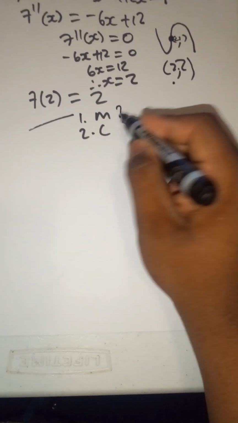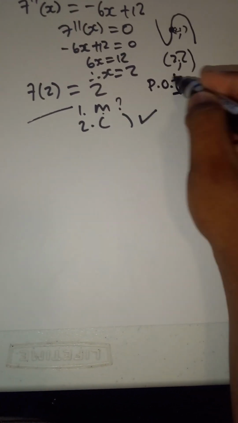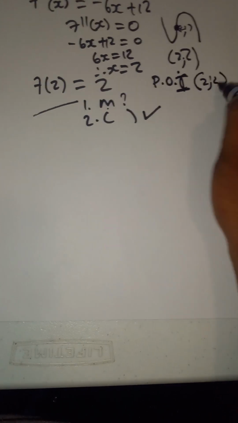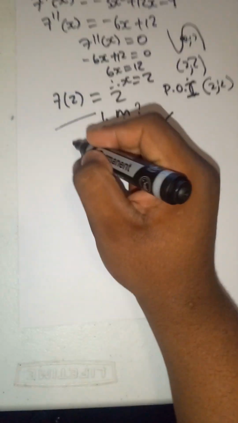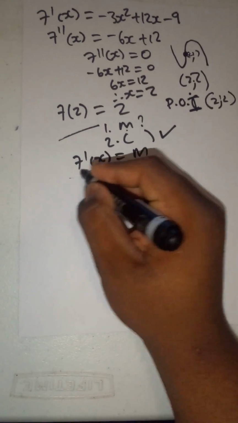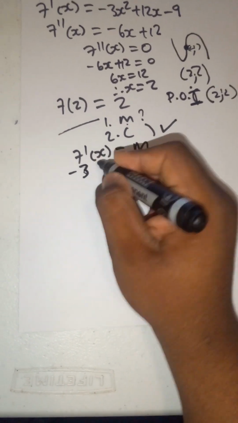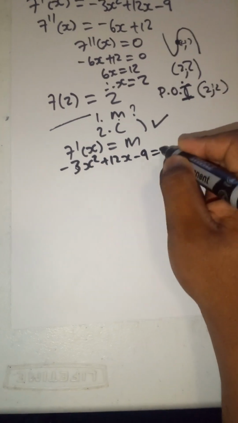Now I'm left with finding the gradient, because at the point of inflection I have 2 and 2. I just calculated them right now. So this is how I'm going to find the gradient. First derivative is equal to the gradient. What is the first derivative? Negative 3x squared plus 12x minus 9, where x is equal to 2.